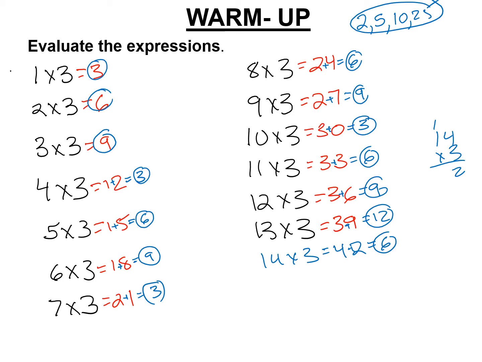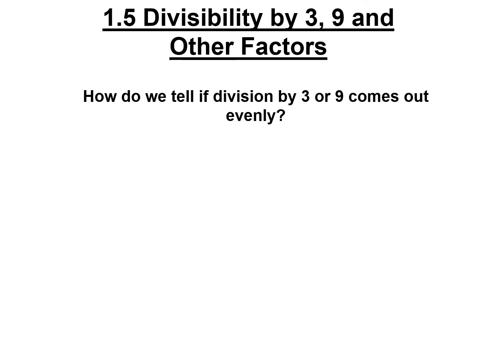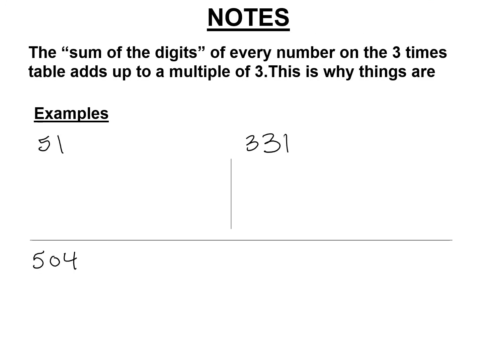But it turns out if you sum the digits of any number on a 3 times table, it adds up to a number on the 3 times table, and usually the ones at the bottom of the 3 times table. And this is always true. And it's also true in reverse. If the digits add up to a number that's on the 3 times table, you can divide it nicely by 3. It's called the sum of the digits trick. All right, so take these notes and let's see it in person.